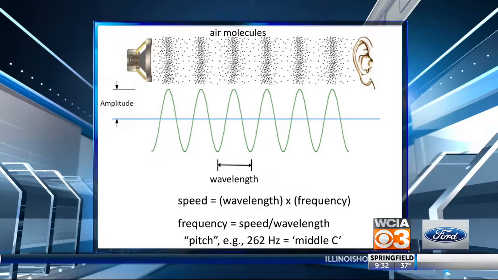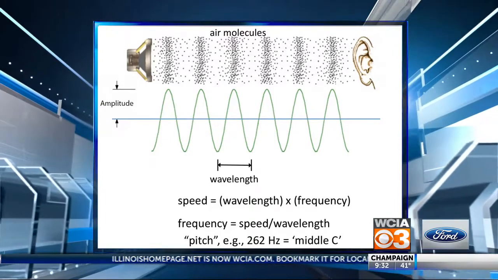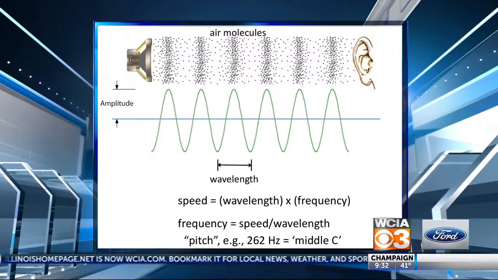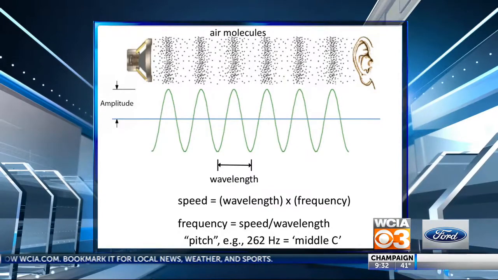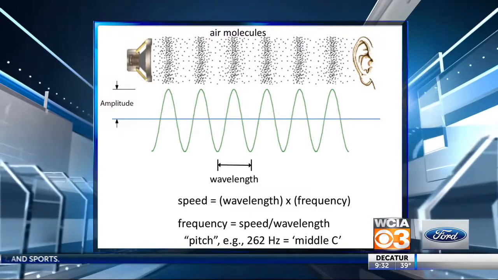There's a relationship that applies to any wave at all, which is that the speed of the wave is the wavelength times the frequency. The wavelength is the distance between two crests, or two troughs, of the wave, and the frequency is just how many times it oscillates a second. So a middle C is 262 times a second.